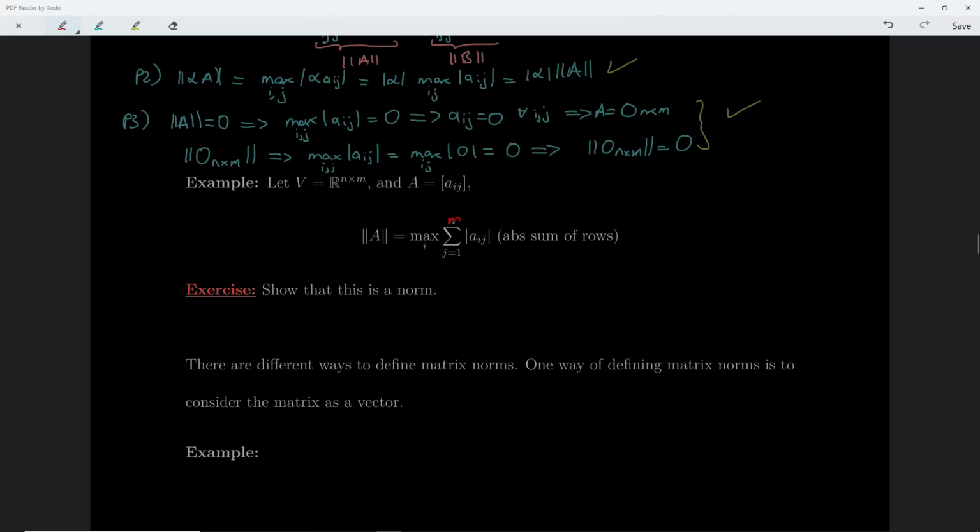Or maybe I can write down an example to make it more evident. So let A be equal to 2, minus 2, 1, 3, minus 1, minus 1. We will compute the maximum of the sum of absolute values of the rows.